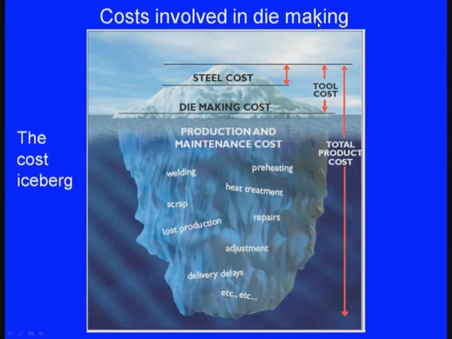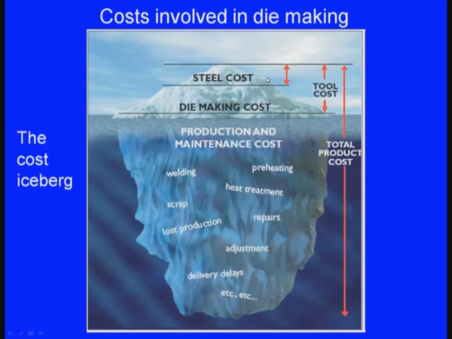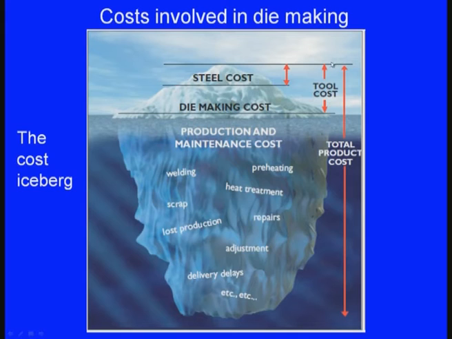Now, costs involved in die making. You can see here, this is like an iceberg. Only a little cost is appearing outwards apparently. Say, this is the steel cost, and this is the die making cost. Only this much appears to be the manufacturing or die cost, but there are several hidden costs.